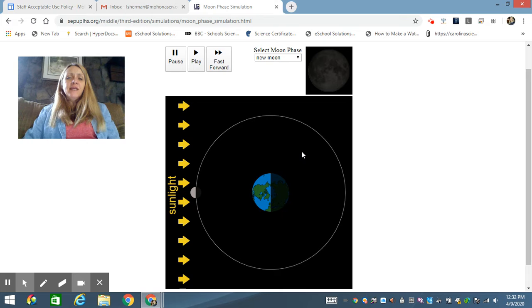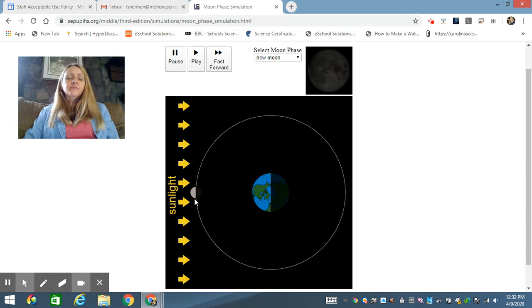So what's happening is the Earth is rotating, and when this side of the Earth is facing the sun, we have daytime. And when this side of the Earth is facing away from the sun, we have nighttime. At the same time, the moon is orbiting around the Earth. And that's why we can see the moon sometimes in the daytime. Depending on where the moon is in its orbit, we see the moon sometimes in the daytime sky, and we also see it at night.